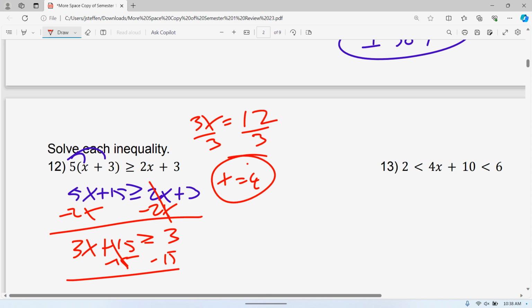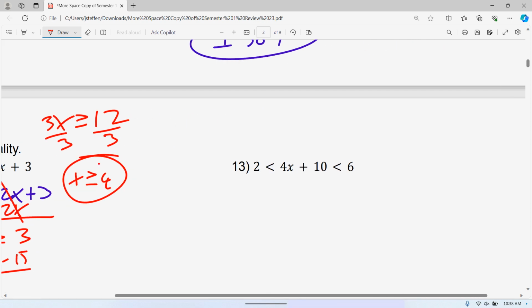Sorry, when I transferred, I forgot. This is a greater than or less than. So x is greater than or equal to 4. Sorry, not greater than or less. Greater than or equal to, 3x is greater than or equal to 12. So x is greater than or equal to 4.